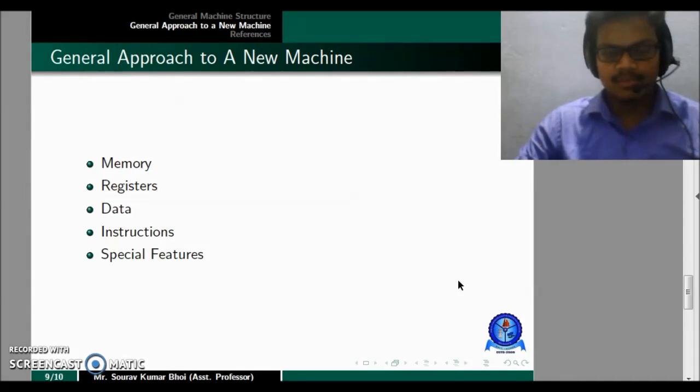Then the general approach to a new machine mainly consists of memory, registers, data, instructions and special features. These are the important building blocks of a new machine. In the next lecture, we will go through what memory is, what a register is, what data we use in an IBM 360 machine, then the instruction format and the special features a general machine has.